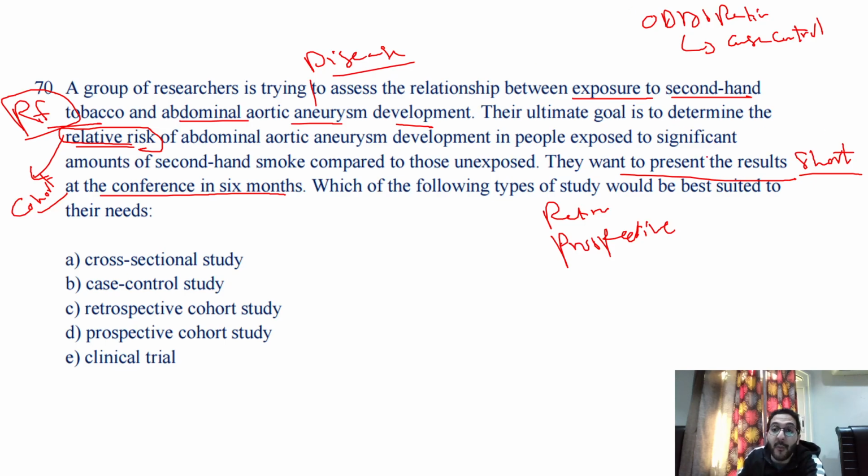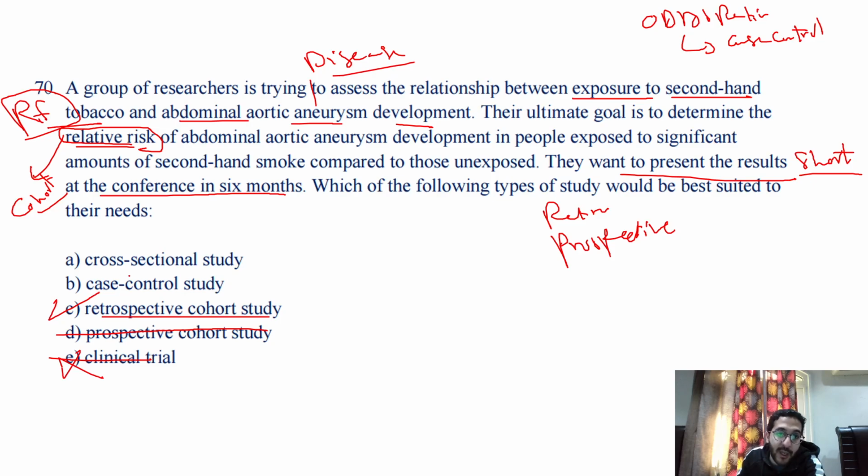You need retrospective cohorts using the already available data in the records. The retrospective cohort would be the answer here, and not prospective, which needs a lot of time. And again, here you're not intervening. You will not make the patient smoke. If you made them smoke, it's unethical. So you can't intervene.